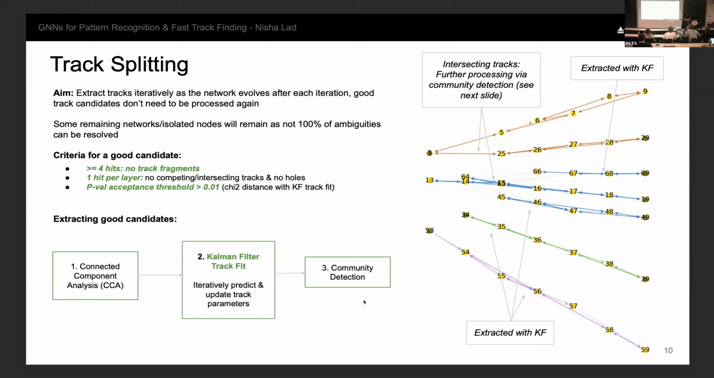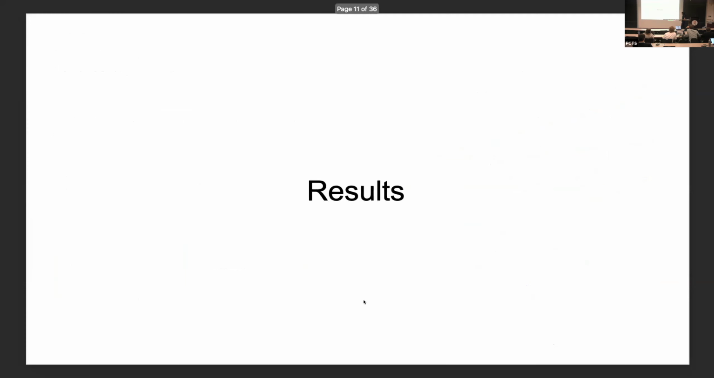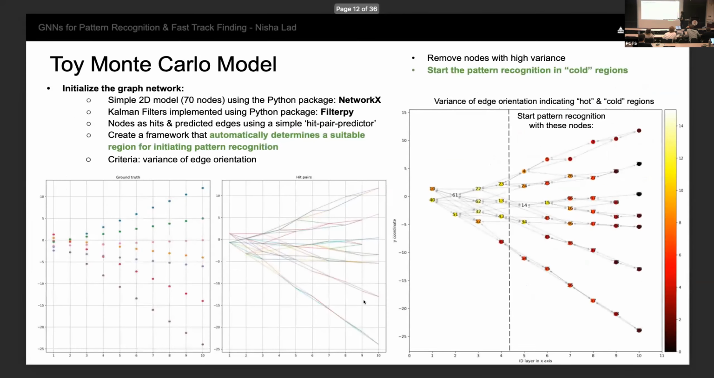And here are some examples of extracted candidates. So within these subgraphs here, we would see this purple, green, and this blue graph here taken out using the Kalman filter. But this one here, where we have two nodes in one layer, this would be passed on to community detection. Okay, so moving on to some results.